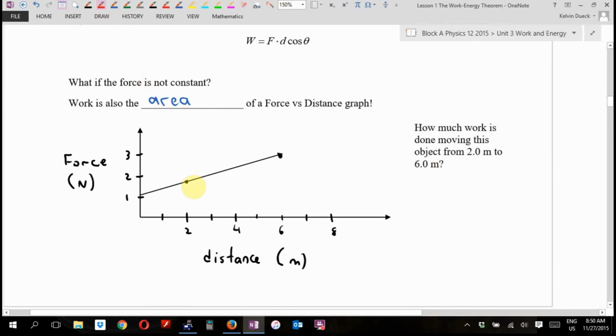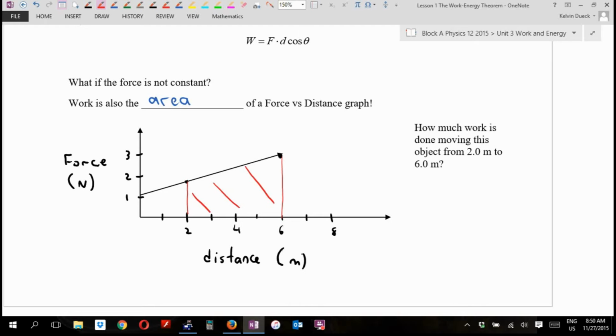Well, there's 2 meters. There's 6 meters. The work will be that area. What shape is that? What do we call that shape? Begins with the letter T. Trapezoid.